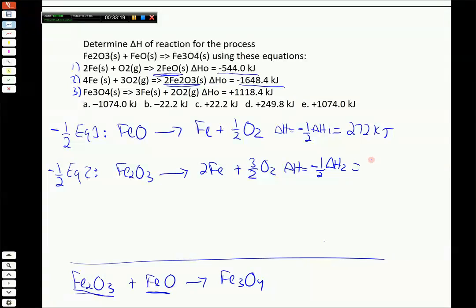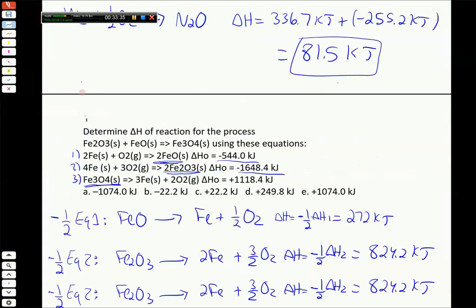So we get 824.2 kilojoules as the modified delta H for that equation. And then finally, this third equation has Fe3O4 as a reactant. We want to have one Fe3O4 as a product, so we're just going to flip the third equation.